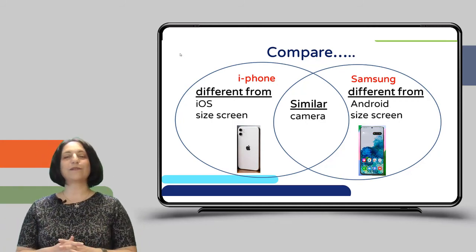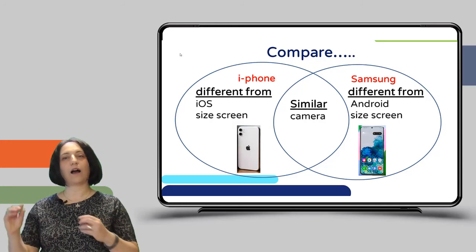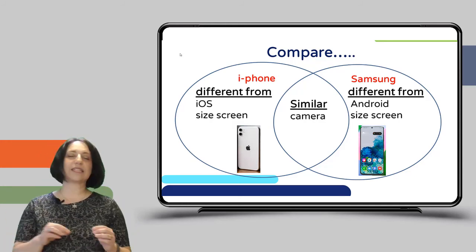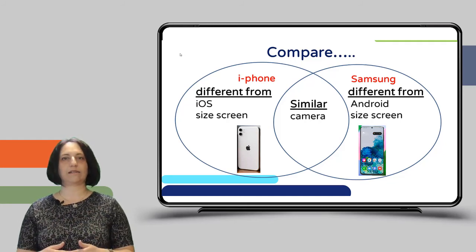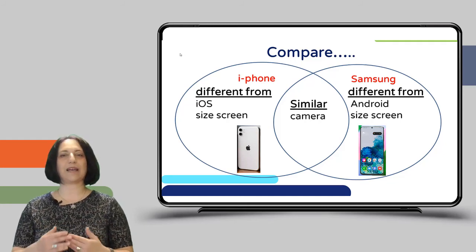what I heard was that the cameras are similar on the iPhone and the Samsung. So that is a similarity. That makes them the same.